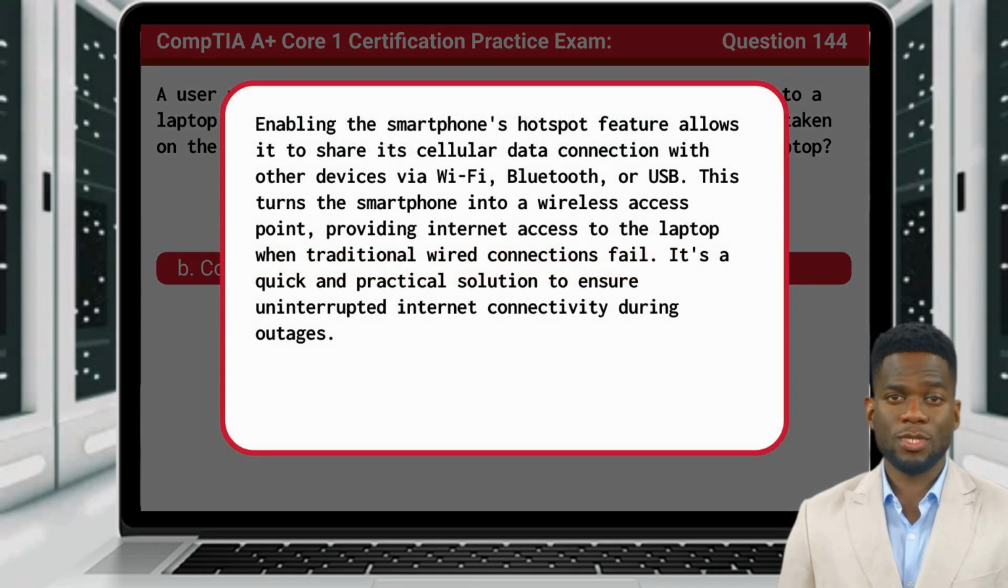Enabling the smartphone's hotspot feature allows it to share its cellular data connection with other devices via Wi-Fi, Bluetooth, or USB. This turns the smartphone into a wireless access point, providing internet access to the laptop when traditional wired connections fail. It's a quick and practical solution to ensure uninterrupted internet connectivity during outages.